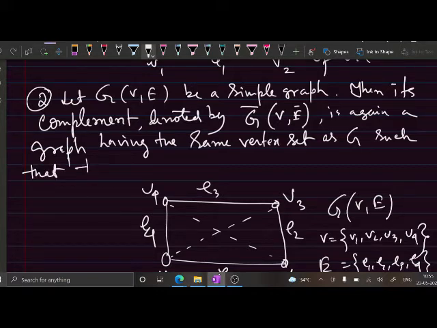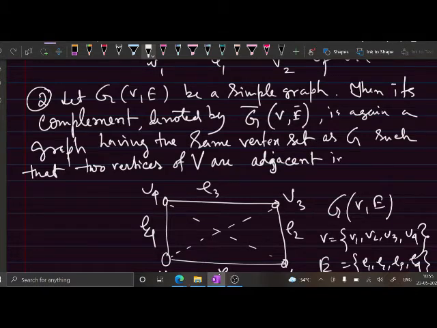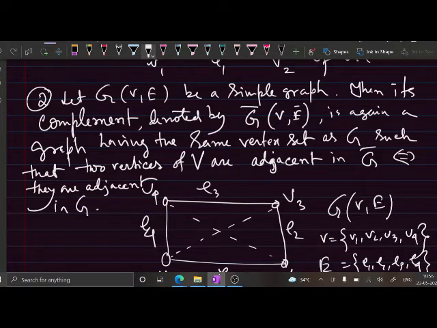two vertices of V are adjacent, that means there is an edge in between two vertices, adjacent in G bar if and only if they are not adjacent in G. Okay, that means the edges that are not in the original graph. So this is called a complement graph.